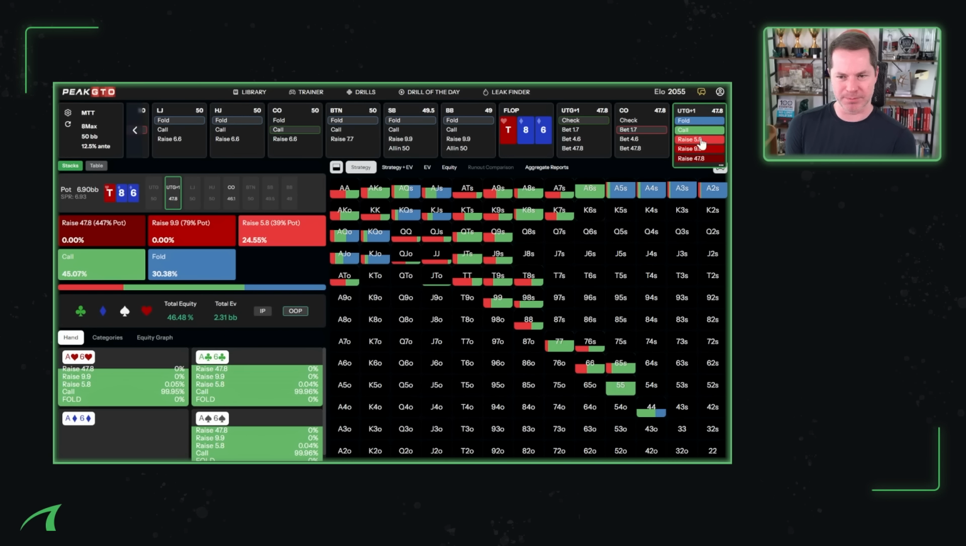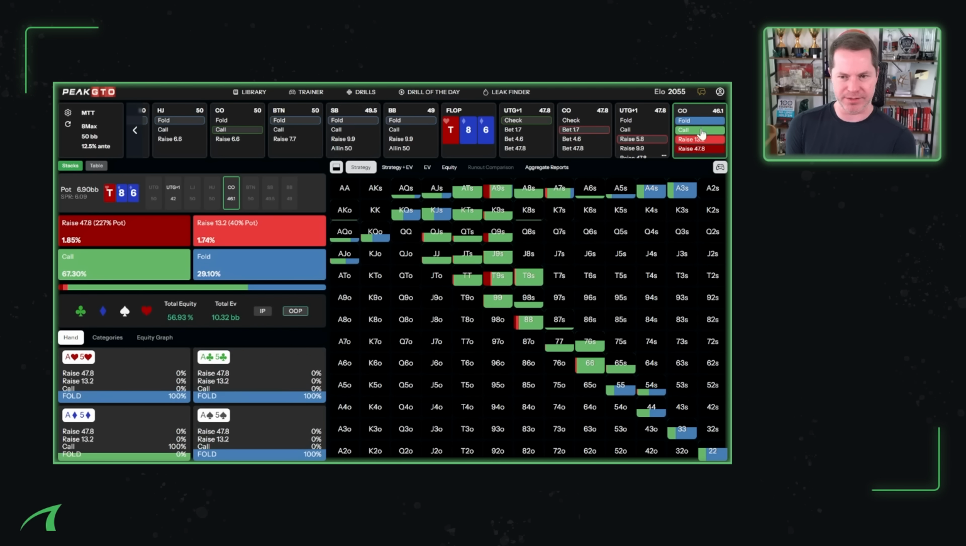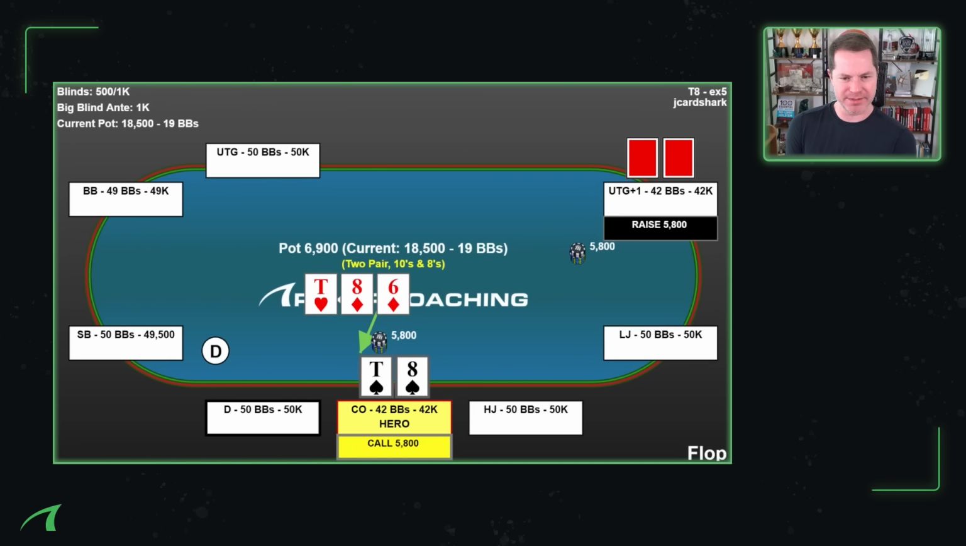When they raise, I don't think we're going to do much jamming here. This is a spot where they're going to be very polarized in general, as we just saw, so 10-8 does just call. Turn is the 4 of spades.